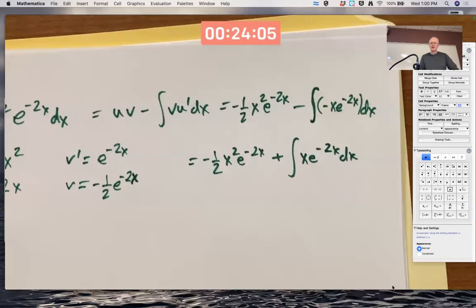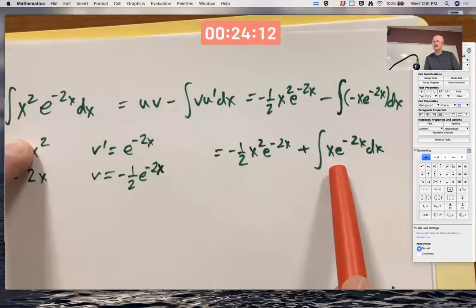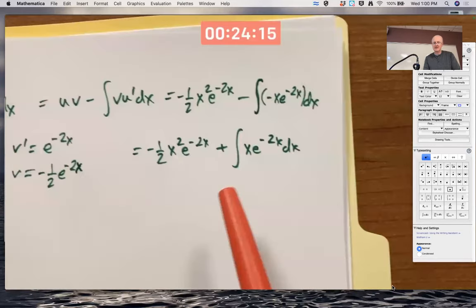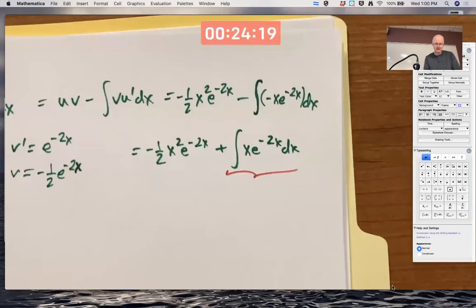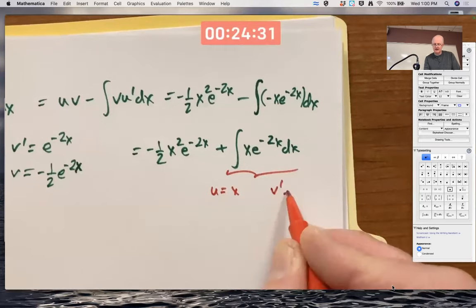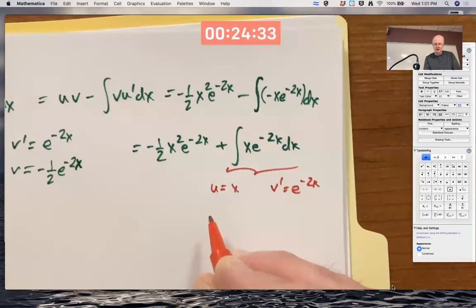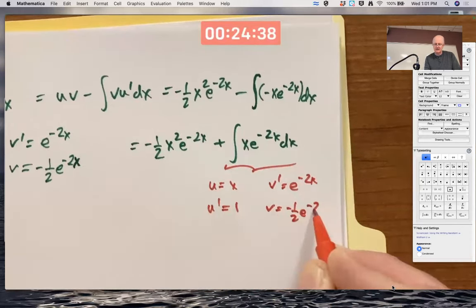But that is, again, another integration by parts problem. It's simpler than the original one because I've got a lower power of x. But to be extra careful, I need to do integration by parts again. Double check my work, make sure I don't make mistakes, check for sign errors, check for cancellation errors. I think everything's right. For here, let u equal x and v prime be e to the negative 2x. Then u prime will be 1 and v will be negative 1/2 e to the negative 2x.